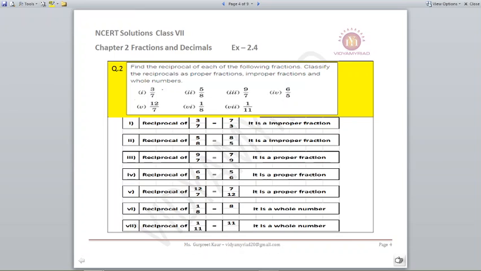1 upon 8 becomes 8 only. It's only 8, so it's a whole number. 1 upon 11 is also only 11. Then also it is a whole number.